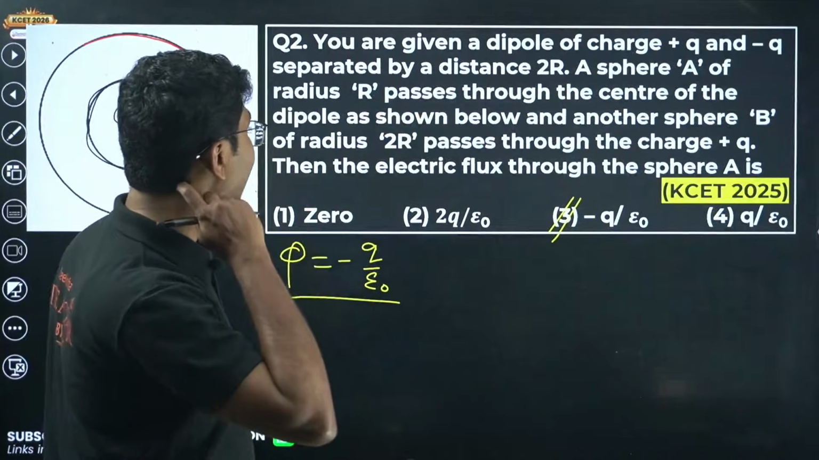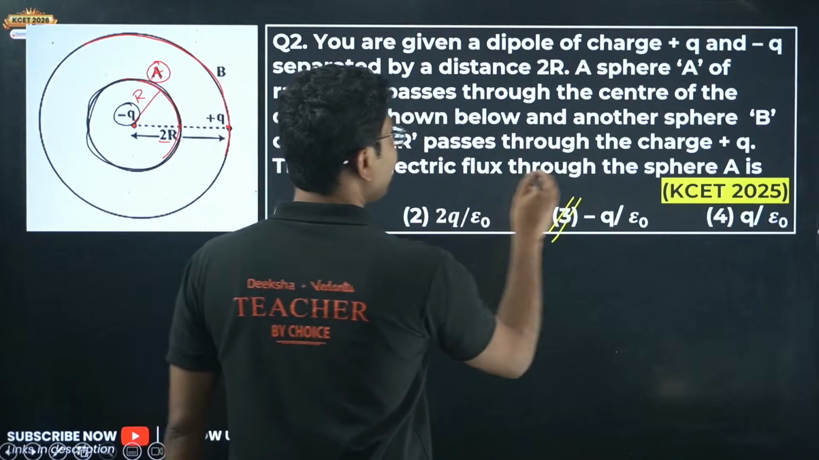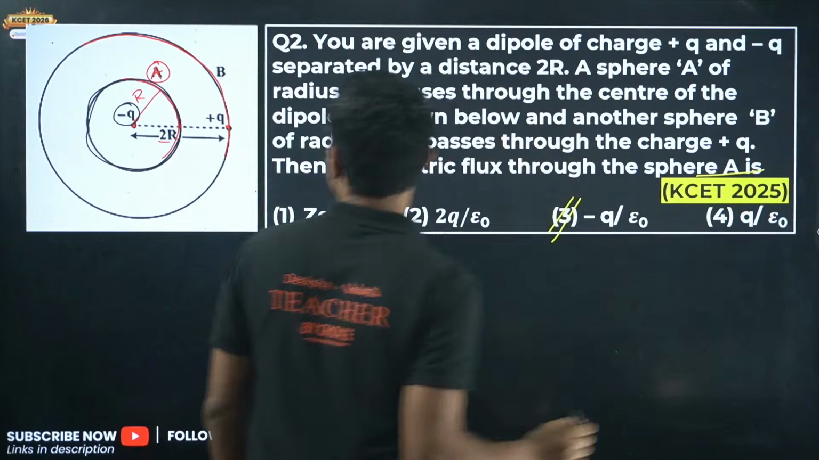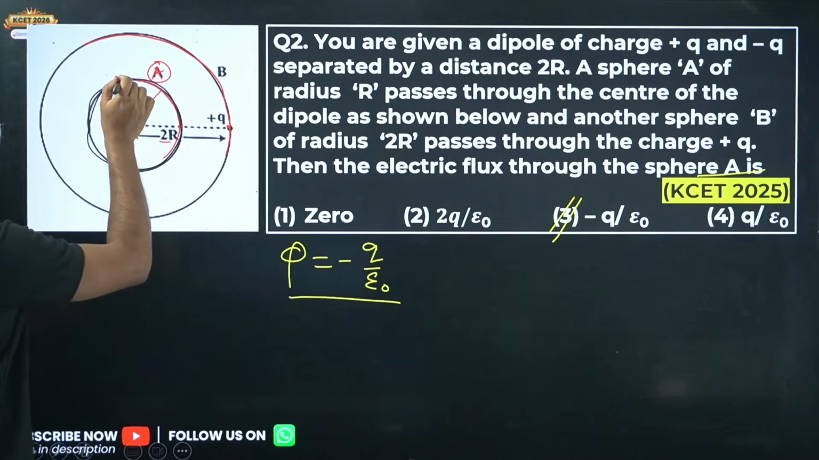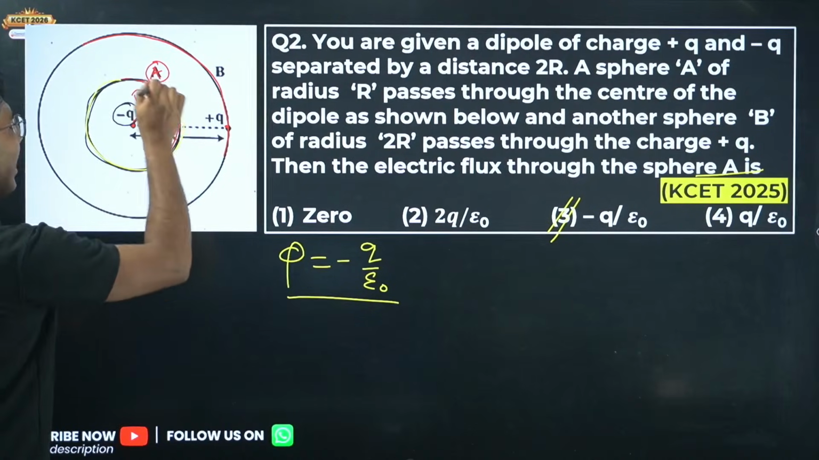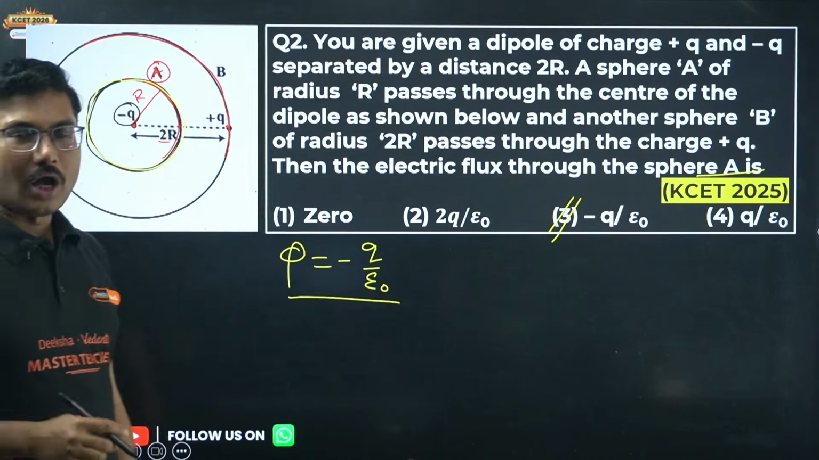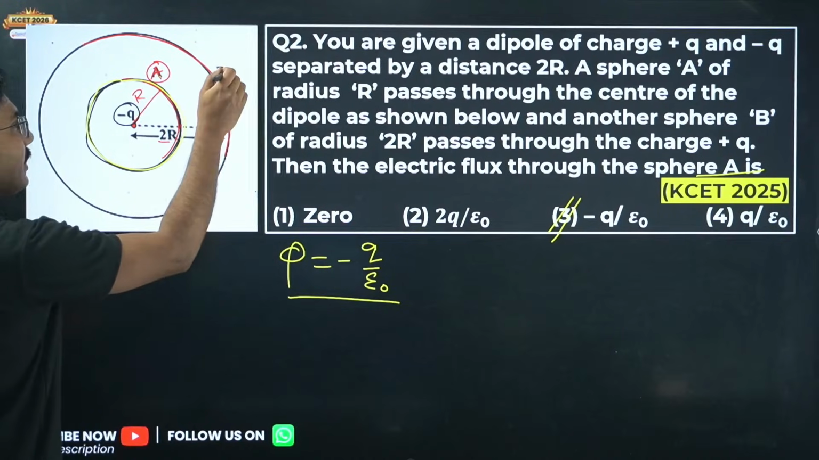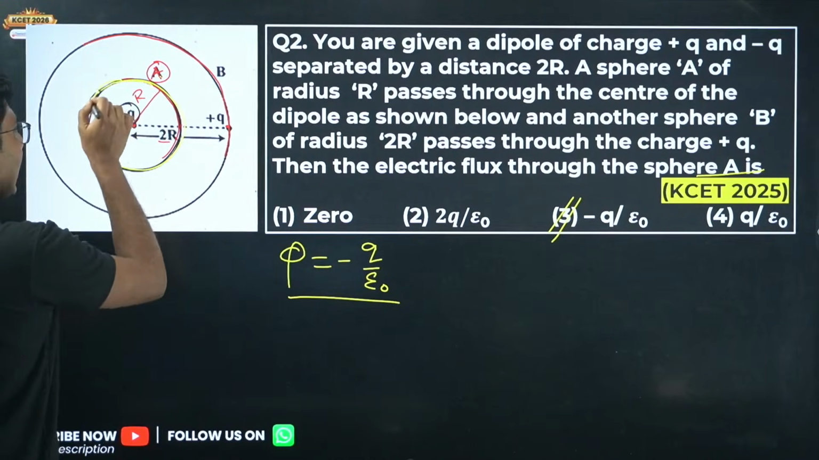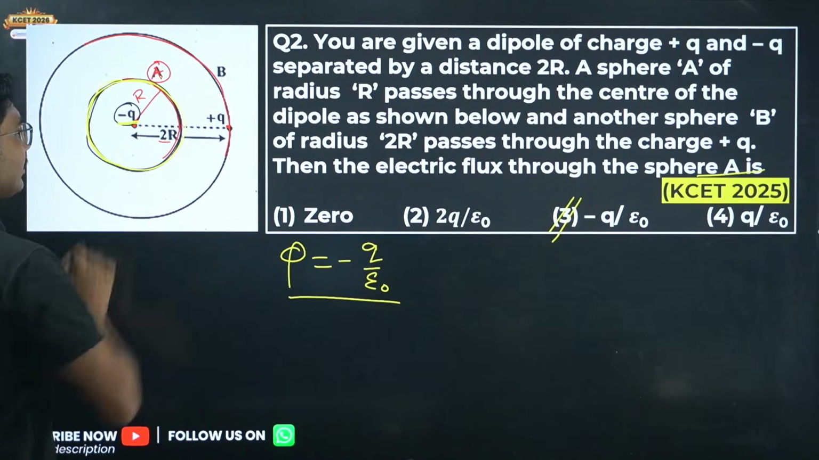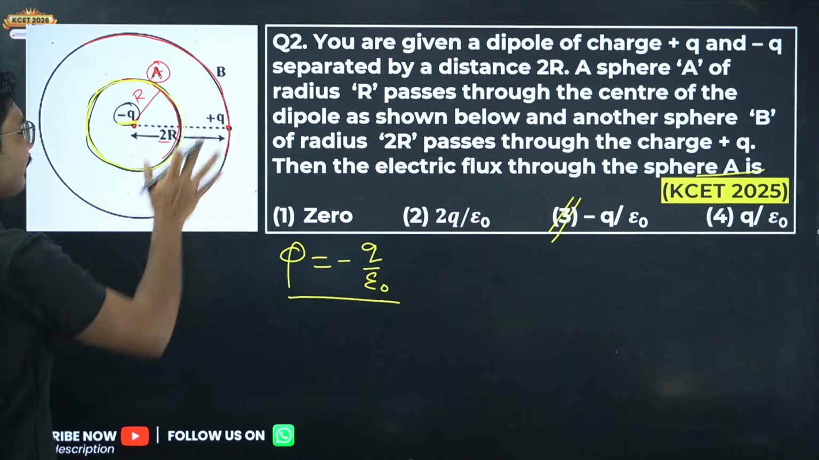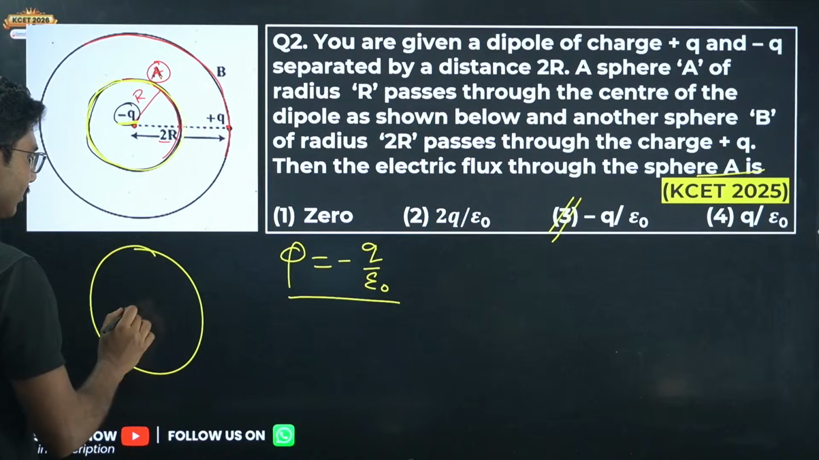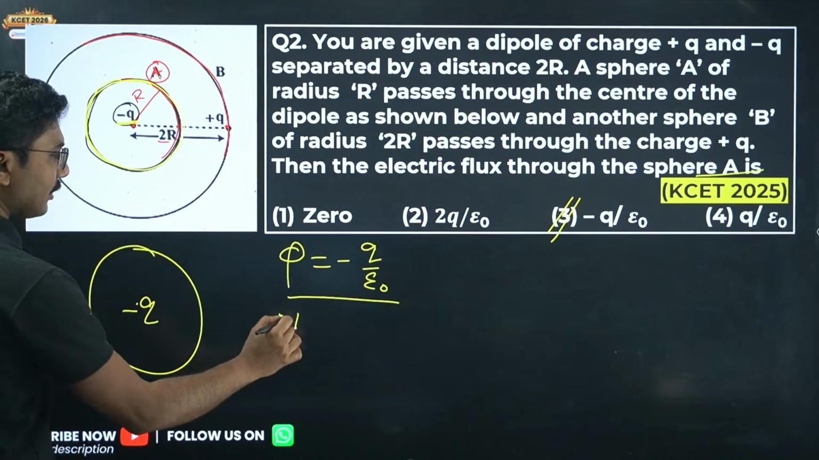So if you see that they are asking the electric flux through the sphere A. Sphere A means only this sphere and whatever inside this sphere. Anything outside the sphere does not matter. This is sphere A, this is sphere B. Sphere A contains only minus q charge. Plus q is for sphere B; sphere A is only seeing whatever is inside, that is minus q. This plus q is outside.